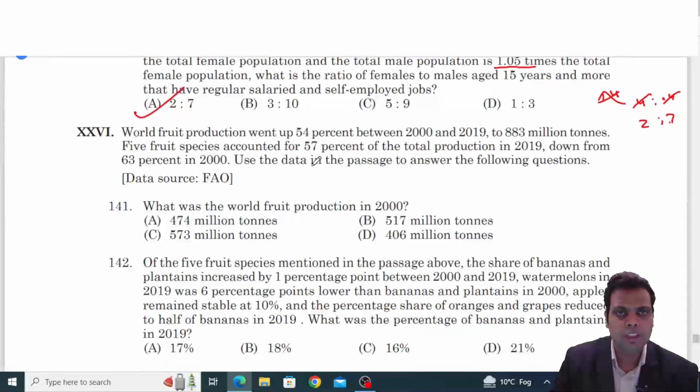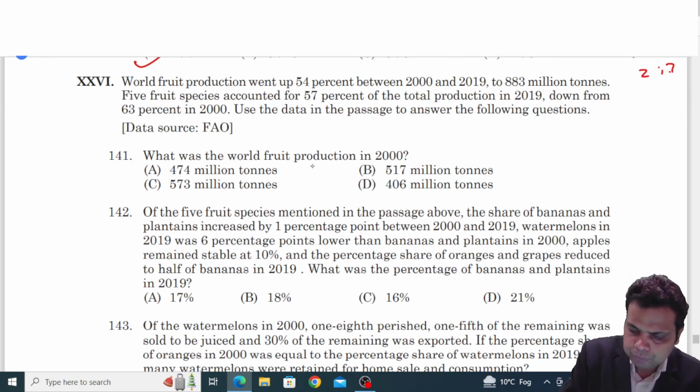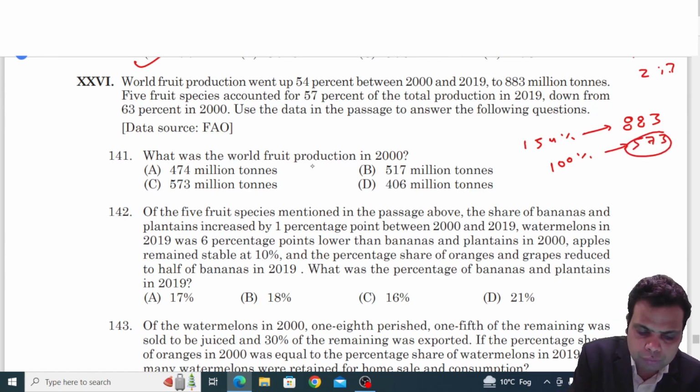Now a similar question is given. World fruit production went up 54% between 2000 and 2019 to 883 million tons. 5 fruit species accounted for 57% of the total production in 2019, down from 63% in 2000. Use the data. Now it's a very simple question, that is 154% is given as 883. We'll write 100%, and 100% will get 573 million, right? The 100% is what was the world fruit production in 2000, that is option C.